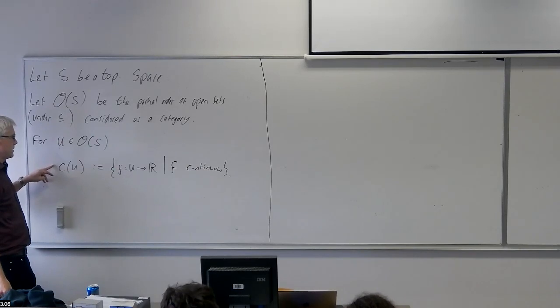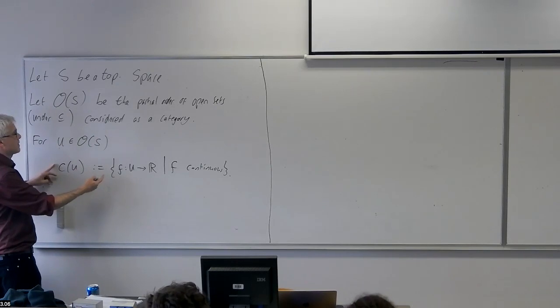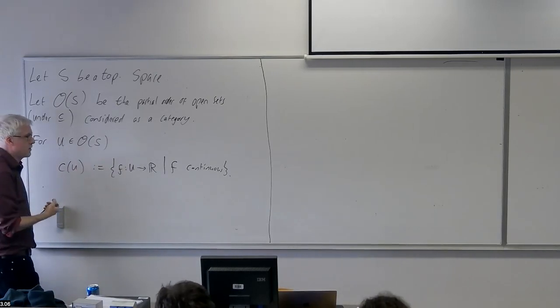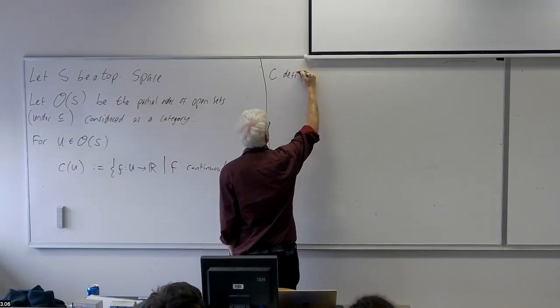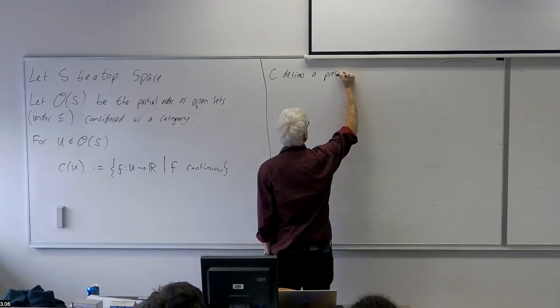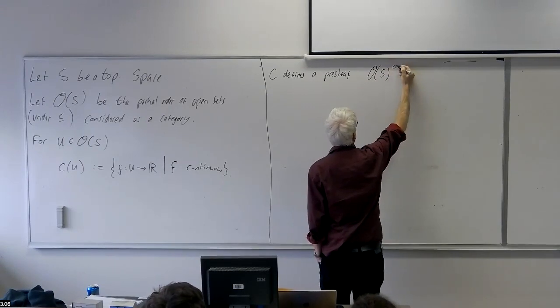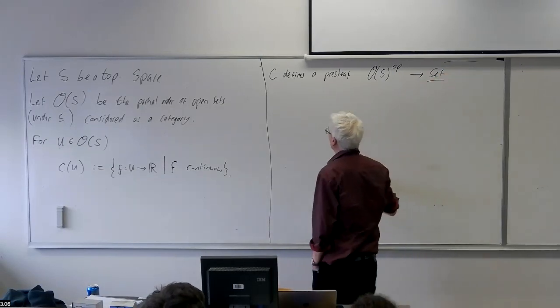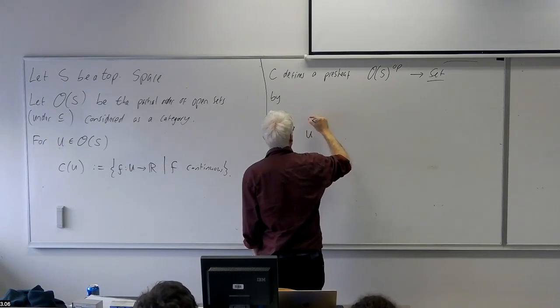And this is associating to every open set a set. So it's like the object action of a pre-sheaf, although we haven't yet seen it's a pre-sheaf, but this is naturally a pre-sheaf. So C defines a pre-sheaf. Remember, a pre-sheaf is going to go from the opposite category of the open sets into Set, by, well, this works very easily.